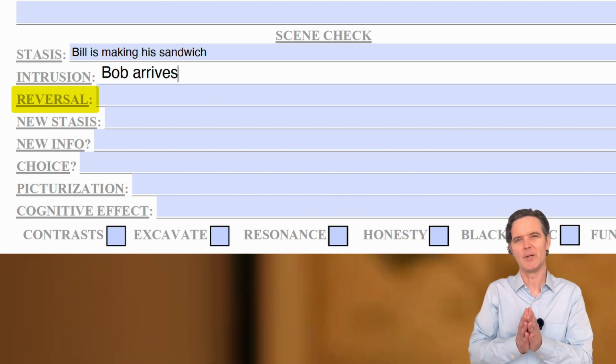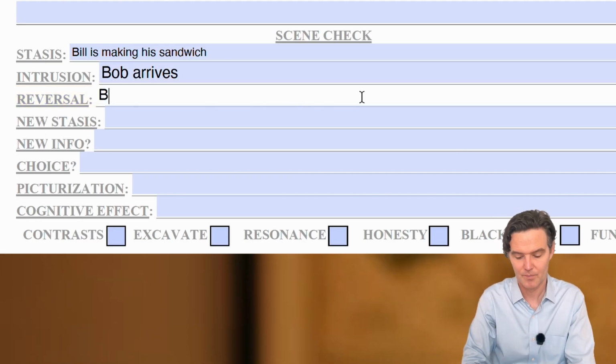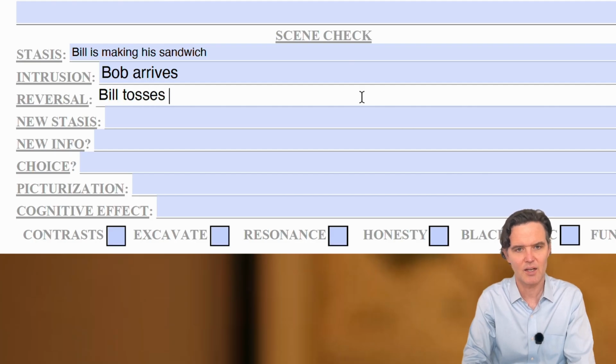This actually could be two moments that we've sort of explored. One could be where Bill discards the ham sandwich and Bob is truly out of options and that ignites him to kill Bill. Or it could be when he actually kills Bill. So we'll put in both. Bill tosses the sandwich and Bob kills him.